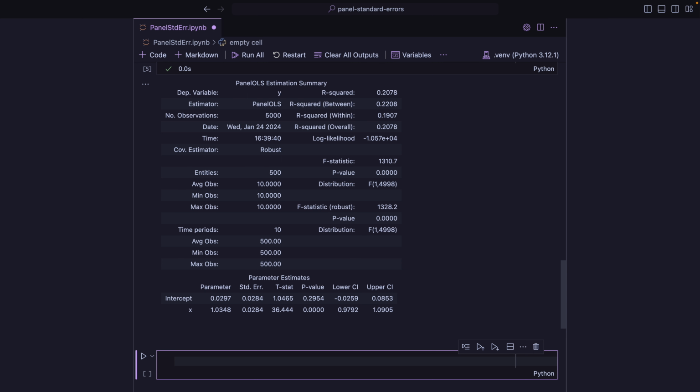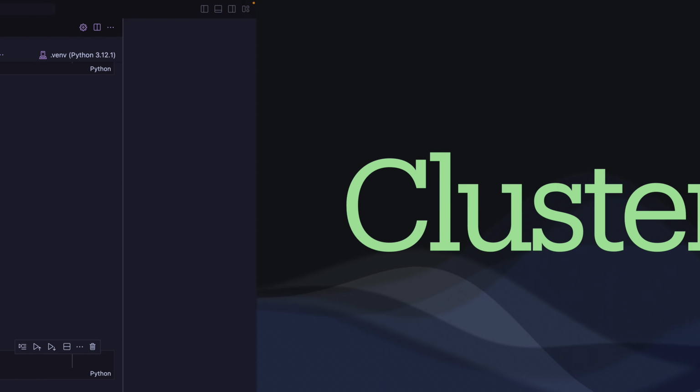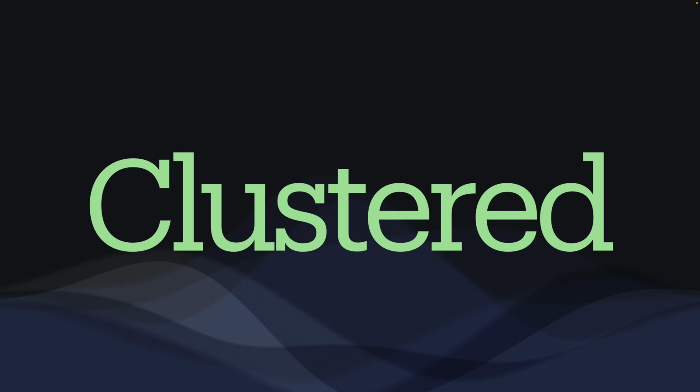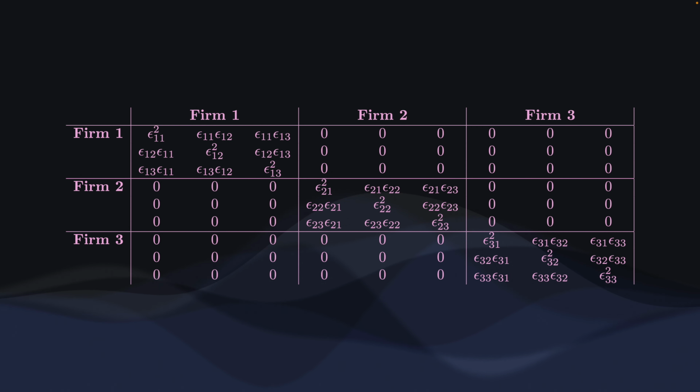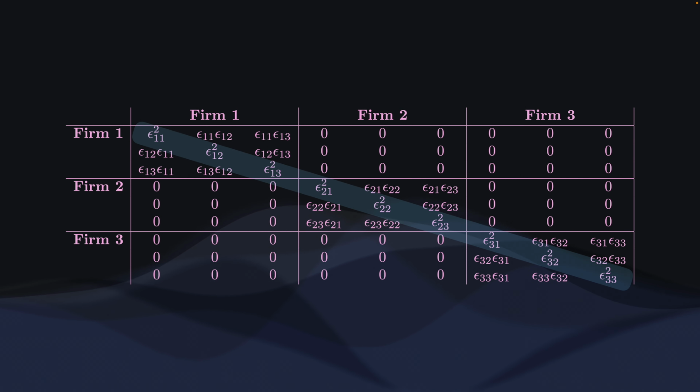Another common issue in panel data is autocorrelation in the errors. Autocorrelation means that the errors are correlated with each other. To address this issue, we have to make assumptions about the structure of the autocorrelation. A common assumption is that the errors are correlated within each entity, so within each firm, but not across entities. This table, taken from Petersen's paper, illustrates this assumption. Terms on the diagonal are the same as those assumed by the White estimator. In other words, the errors are heteroscedastic.